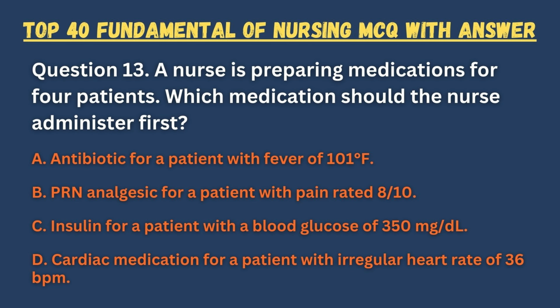Question 13. A nurse is preparing medications for 4 patients. Which medication should the nurse administer first? A. Antibiotic for a patient with fever of 101 degrees Fahrenheit. B. PRN analgesic for a patient with pain rated 8 out of 10. C. Insulin for a patient with a blood glucose of 350 milligrams per deciliter. D. Cardiac medication for a patient with a regular heart rate of 36 BPM.